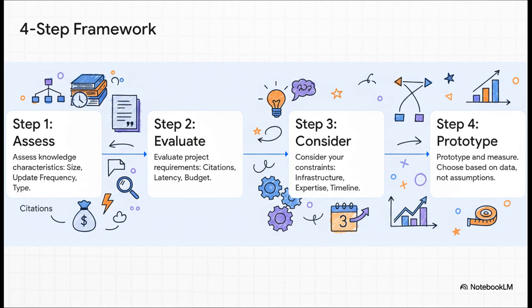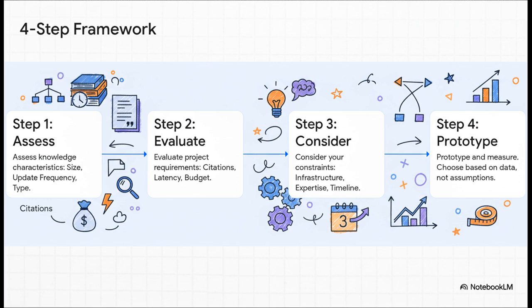Step 1, you've got to look at your knowledge. Is it huge? Is it small? Is it changing every day, or is it pretty static? Is it facts, or is it more about style? Step 2, what does the project actually need? Do you absolutely need citations? Is lightning-fast response time critical? And of course, what's your budget?